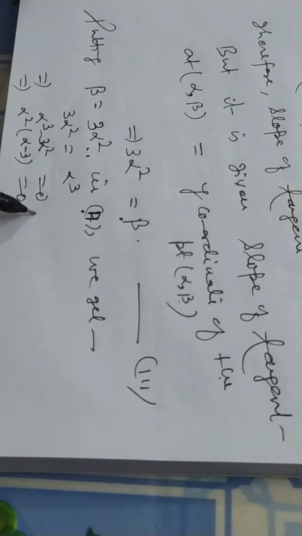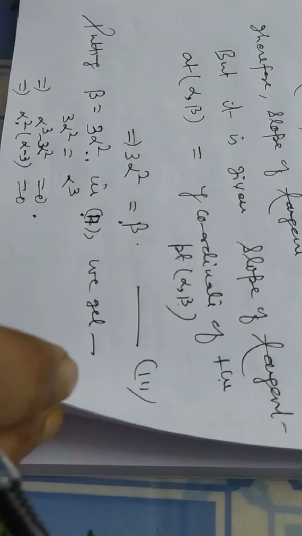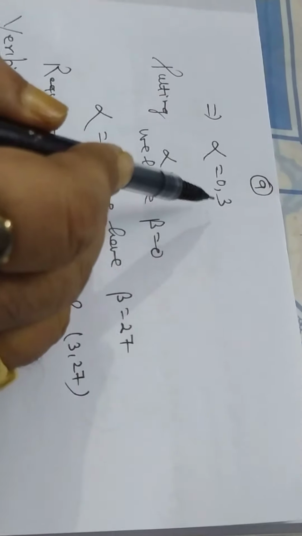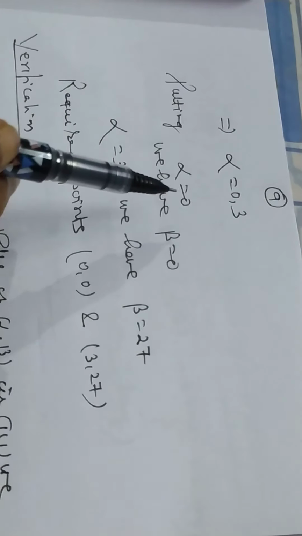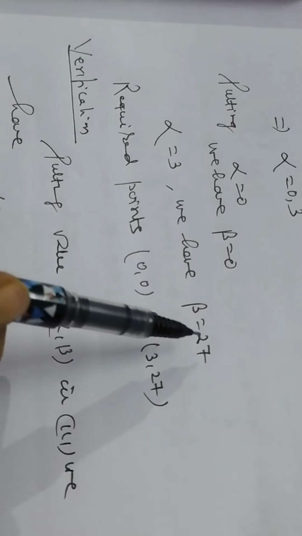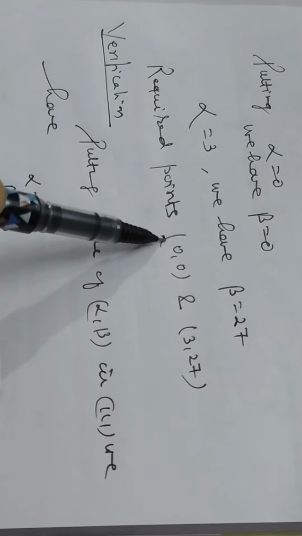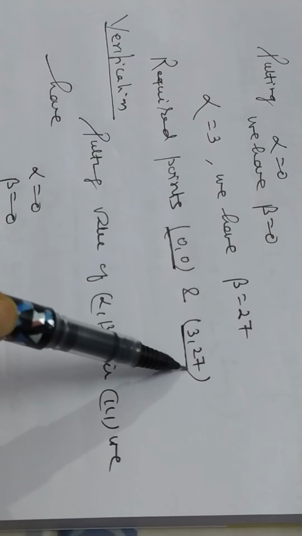Alpha cube minus 3 alpha square is equal to 0. Taking alpha square common, alpha square into alpha minus 3 is equal to 0. This implies alpha is equal to 0, 3. Putting alpha is equal to 0, we have beta is equal to 0. And alpha is equal to 3, we have beta is equal to 27. So the required points are (0, 0) and (3, 27).